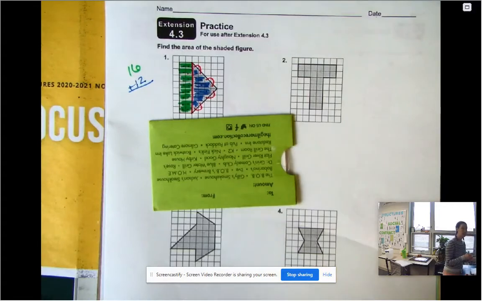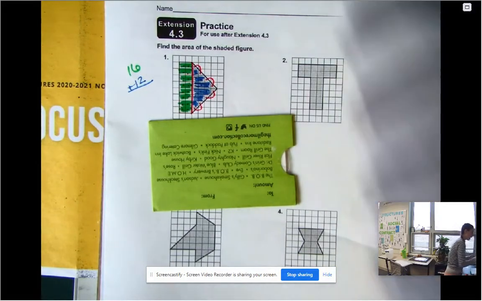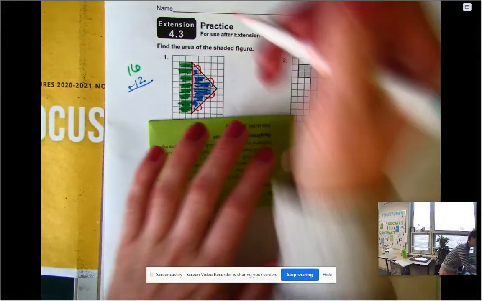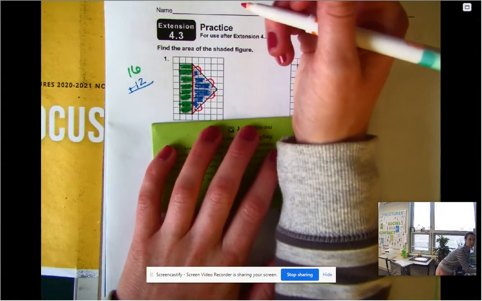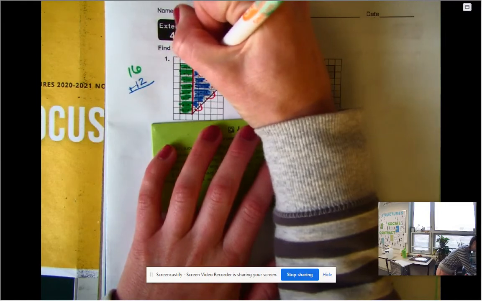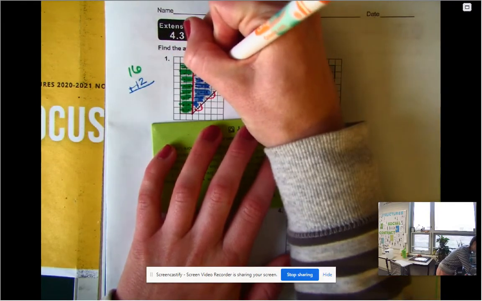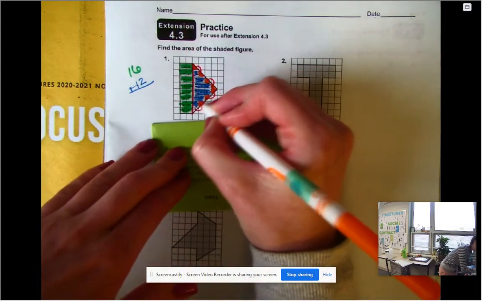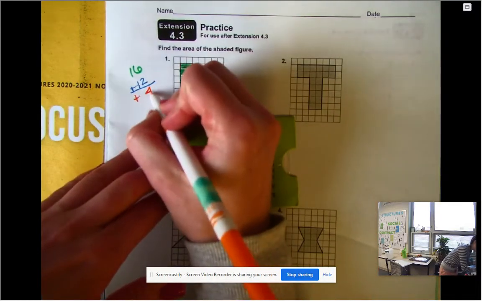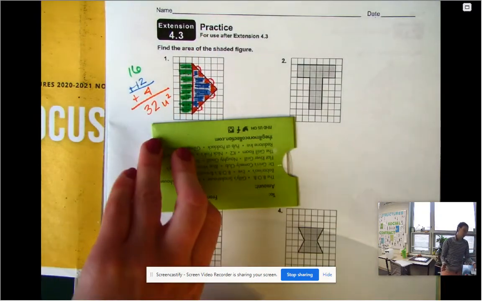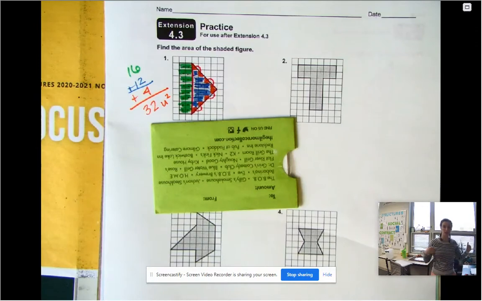Now I can't forget about those halvesies. What I often do is look for pieces that if I combine them, I could make a full square, and I pair them up together. This is like the eHarmony of shapes. We're matching things up. We have a half here and a half here, so that makes 1. A half here and a half here, that makes 2. Half here and a half here, that makes 3. Half here and a half here, that makes 4. When I add all these up, I end up with 32 units squared. If they don't give you centimeters or meters, you just say units, and you could say square units or units squared.